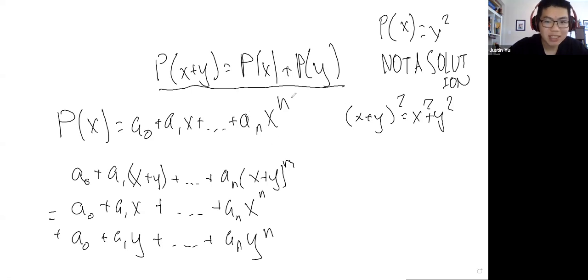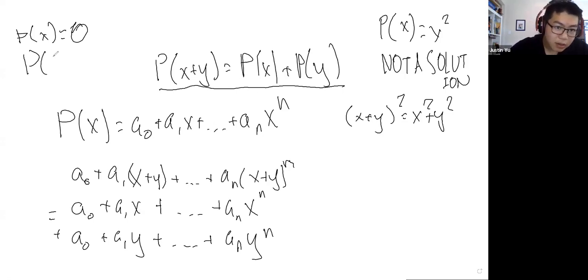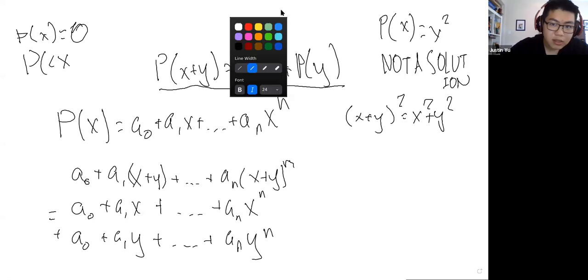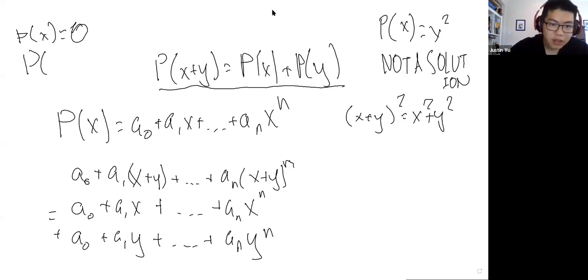Some people have it. I see 0. P of x equals 0. That's a wonderful solution. Yes, 0 is equal to 0 plus 0. And that is correct. And all is right with the universe. All right, and I see another. P of x is a linear function. So we have cx equals cx plus cy.